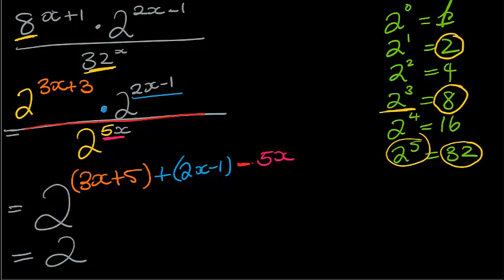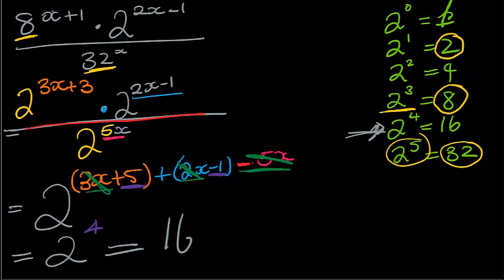Now let's have a look. 3x plus 2x gives me 5x. 5x minus 5x gives me 0. So 3x plus 2x minus 5x all cancels out, nothing left. Now I'm going to say 5 minus 1, or plus minus 1. That gives me 4. So my answer is going to be 2 to the power of 4. And if I simplify that further, 2 to the power of 4 is equal to 16. That is my final answer to this question.